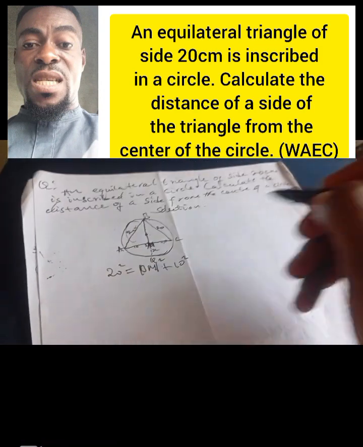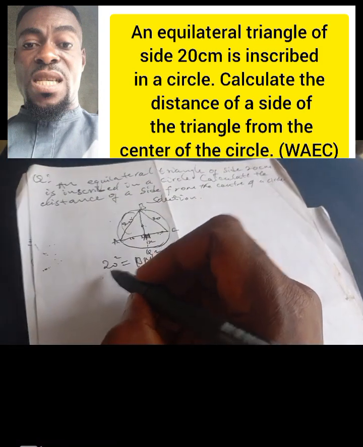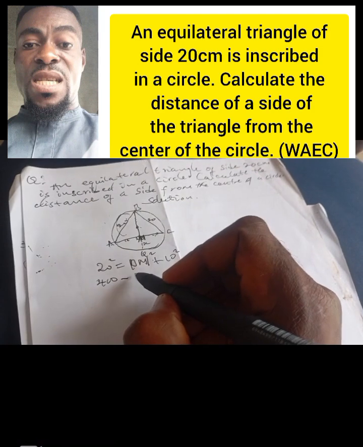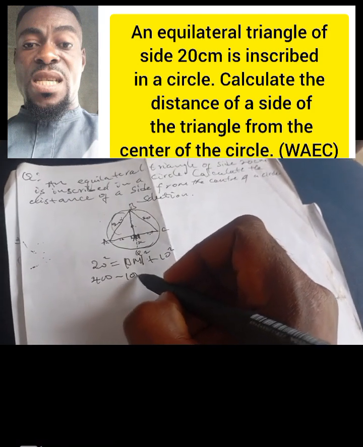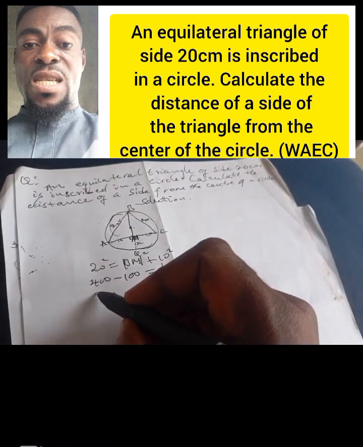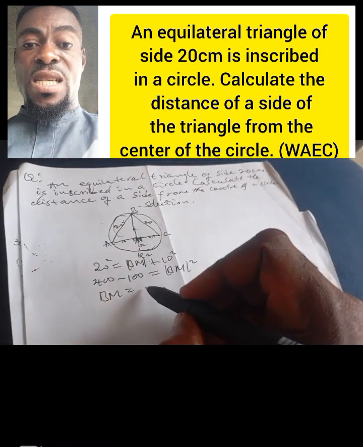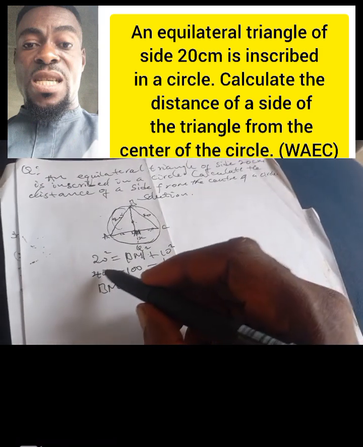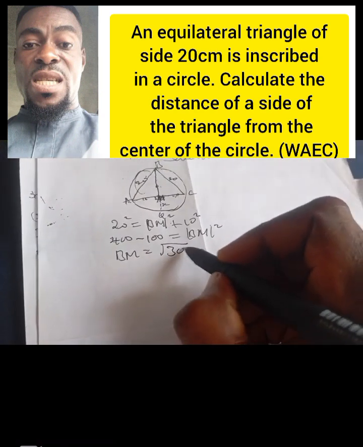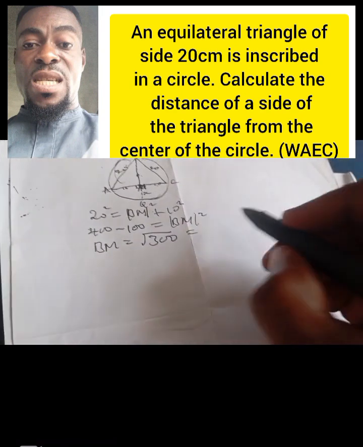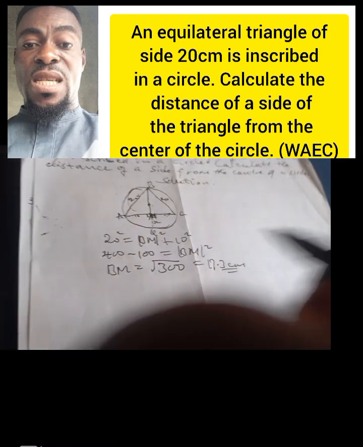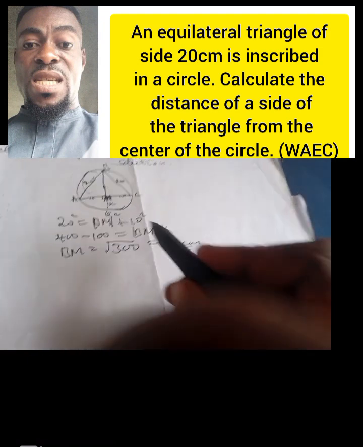That is 10 squared. Then BM squared. Now, collecting like terms will give us the square of 20, that is 400, minus the square of 10, that is 100, is equal to BM squared. Now, BM will give us the square root of 400 minus 100, that is 300. And the square root of 300 is 17.3 cm. Now we have gotten BM.